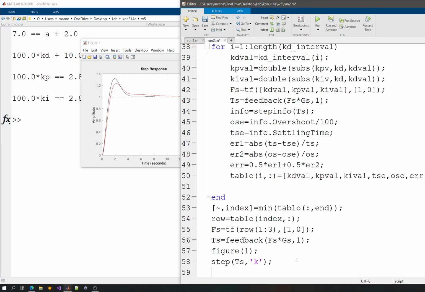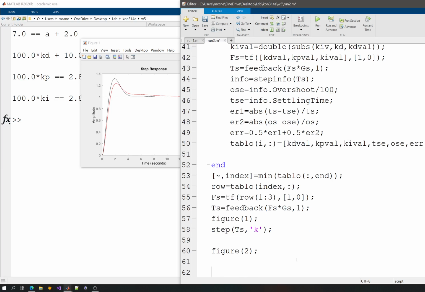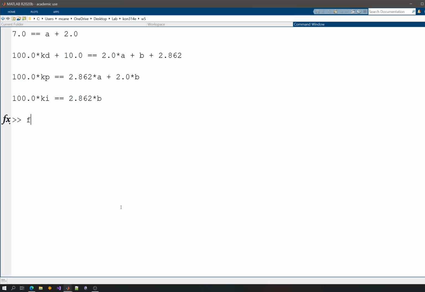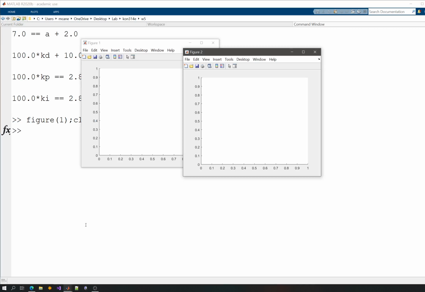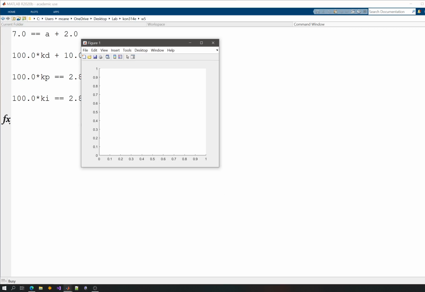Maybe we should repeat this for the pole-zero map here. Let's say figure 2, and let's say PZ map here, and I will have a certain color for that. Let's have K, and let's say figure 1, clear figure, hold on, then figure 2, clear figure and hold on. And once I've done that, I've generated 2 figures here. I'm going to say run 2, that's one solution.